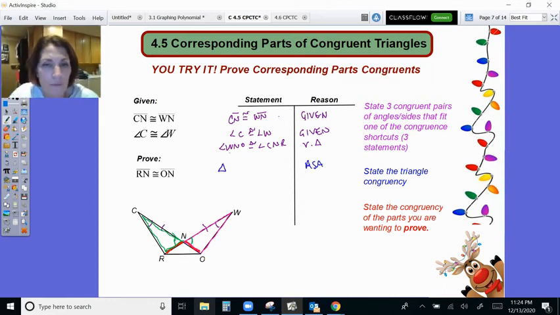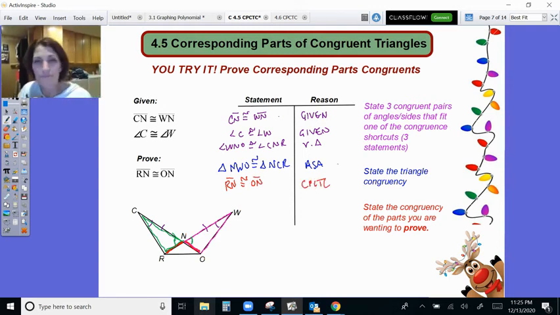So triangle, and I'm going to start with, I don't know, let's go with N. So we'll go NWO is congruent to triangle, and we'll start with N again, so we have to go NCR. Okay, now we know our triangles are congruent. We can prove that our corresponding parts, that RN is congruent to ON because of CPCTC. Okay. So that is what a proof looks like.